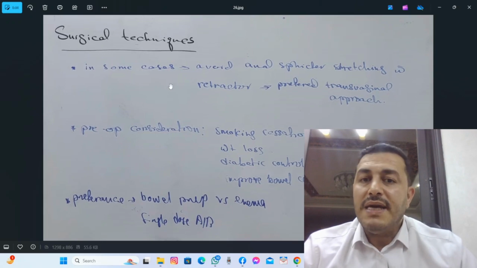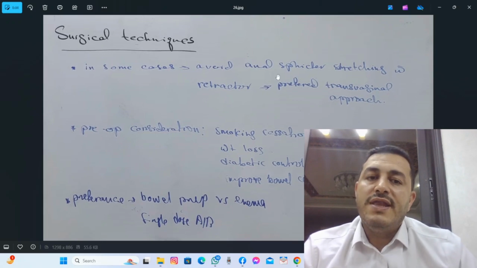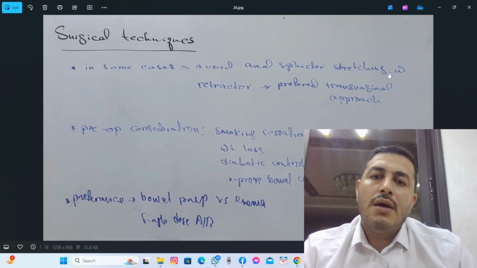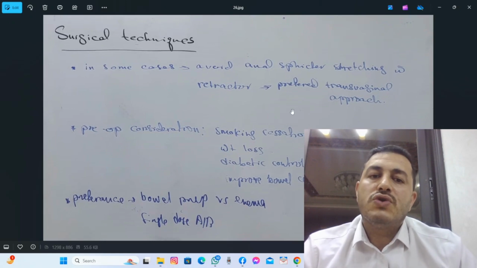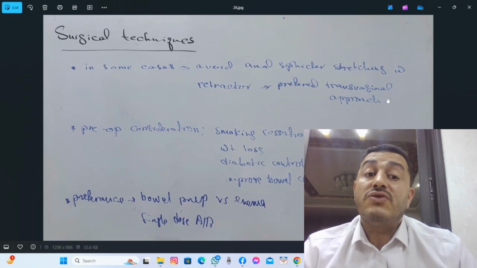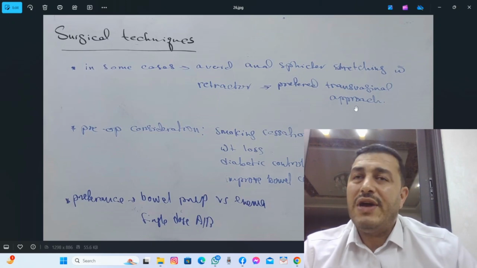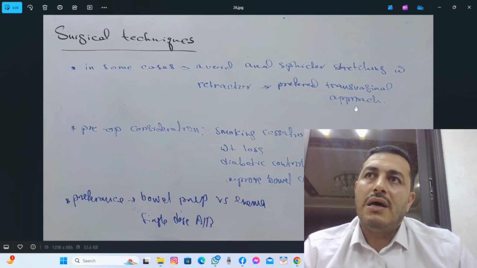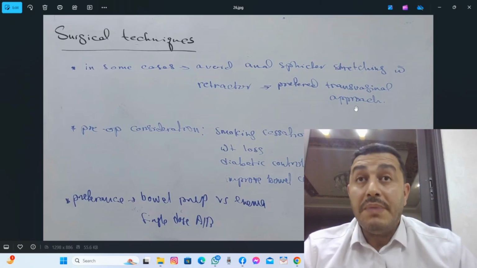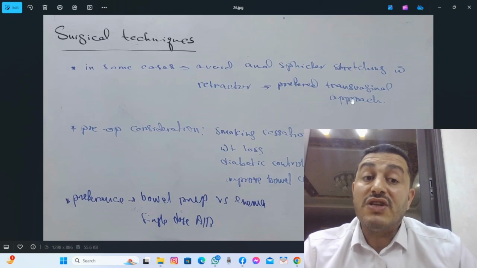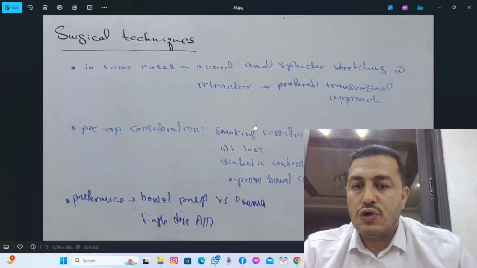Okay, in some cases we avoid anal sphincter stretching and retraction, so we prefer the transvaginal approach. If we have, for example, a history of incontinence or a problem in the sphincter, we prefer the transvaginal approach.